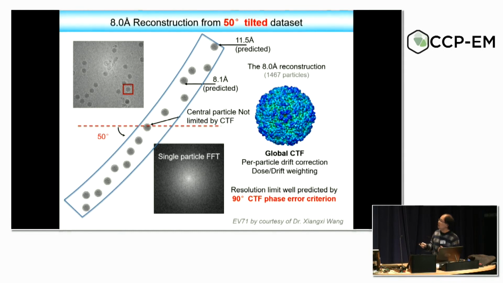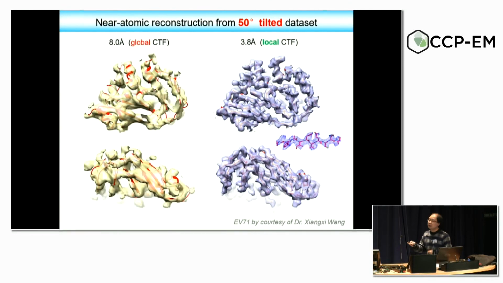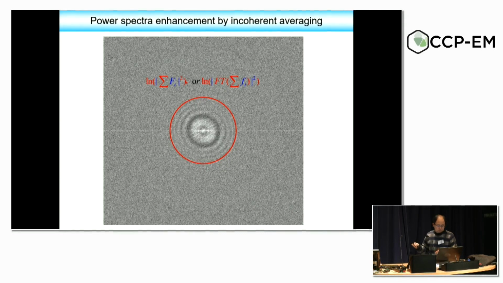Before, just using the global CTF, I got an 8 angstrom reconstruction using roughly 1,500 particles. And this resolution is well estimated by the 19-degree CTF phase error criterion. Then I focused on each particle, and suddenly the map improved from 8 angstrom resolution to 3.8, and we see side chains clearly and could build the model.